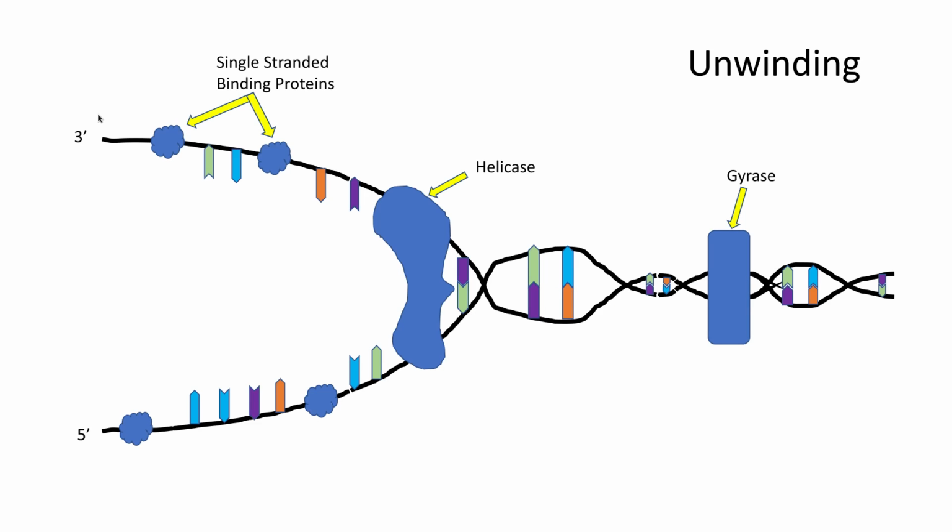To initiate DNA replication, we need to break up these bonds. The enzyme helicase attaches to the origin of replication and separates the nucleotides. This separates the 2 strands of DNA.